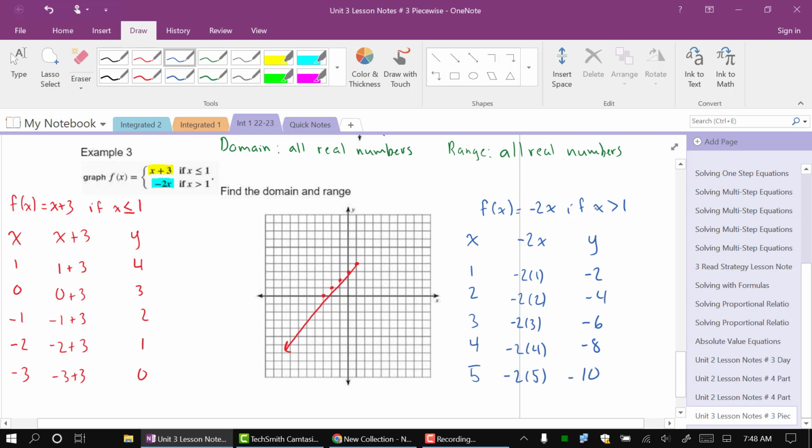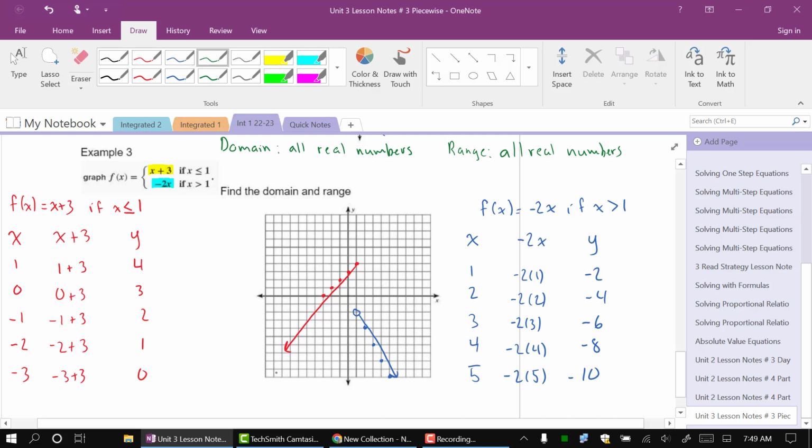So let's plot this. Again, this one does not have or equal to, so it's going to be an open circle at 1, negative 2. Then my next one's going to be at 2, negative 4. Then my next ones are at 3, negative 6, 4, negative 8, and 5, negative 10. So the function comes up here, then it drops down to 1, negative 2, and then it comes back down.